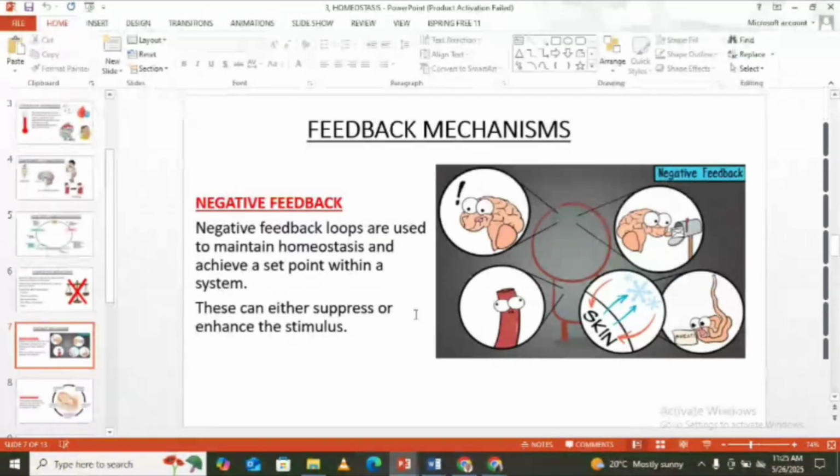Remember when the body is hot, usually we sweat. That sweating is a negative feedback system because now it is a cooling system that is trying to bring the body back to a normal temperature.